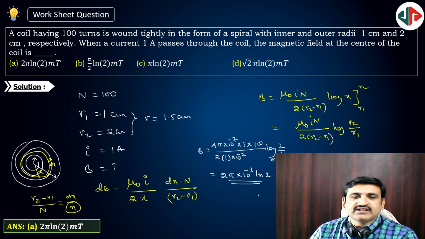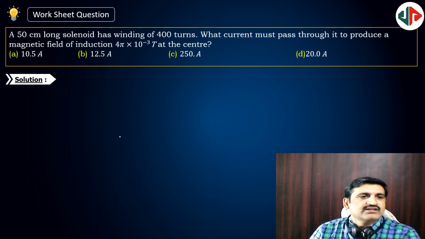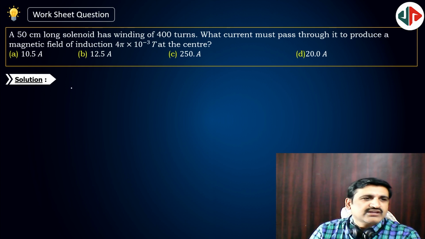Okay. And Tesla: 10 to the power minus 3 will give you milli Tesla, not a big task. Next. So 10 power minus 3 is there, no sir. 10 power minus 3 is milli Tesla.